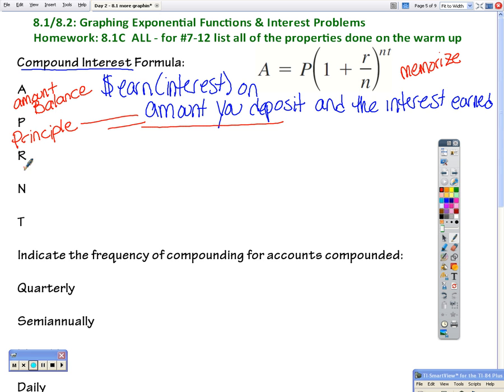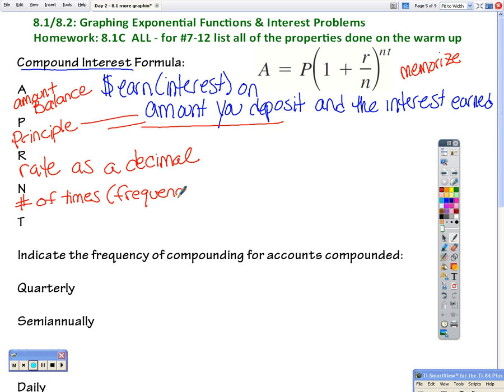R stands for the rate as a decimal. Most rates are given as a percent in problems, so you have to change that percent number to a decimal. N is the number of times, or we'll say frequency, of the compounding. And T is your time the money's in the account, or the time that you're earning the interest.